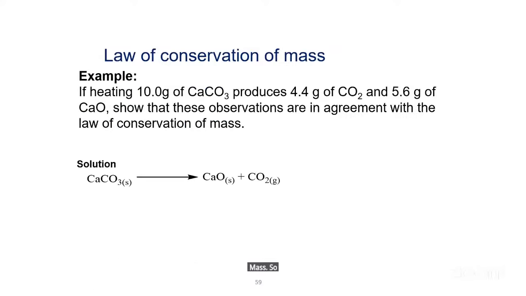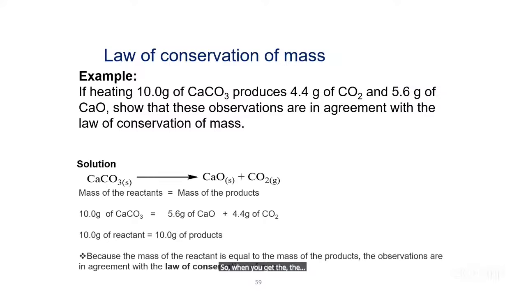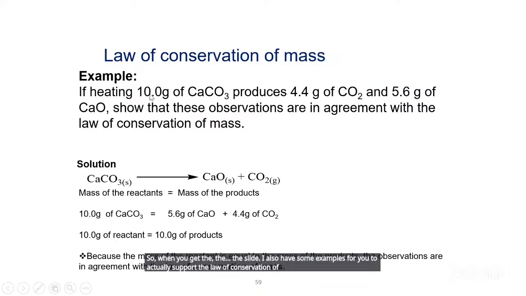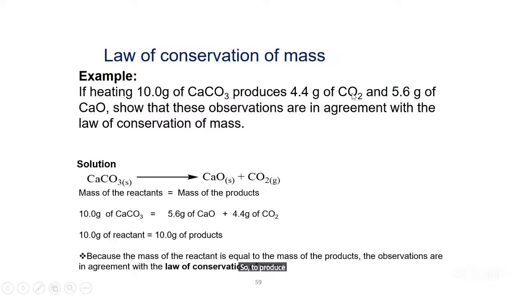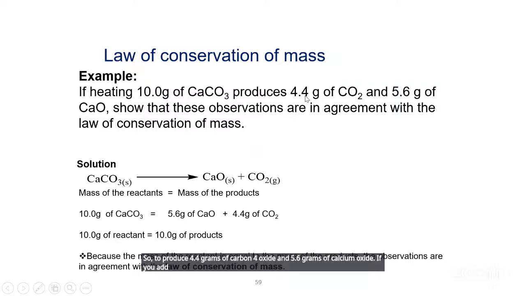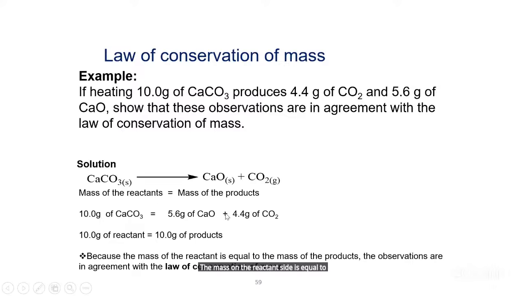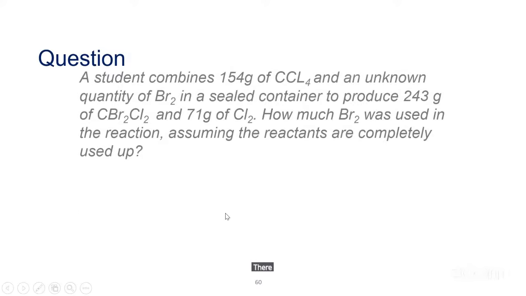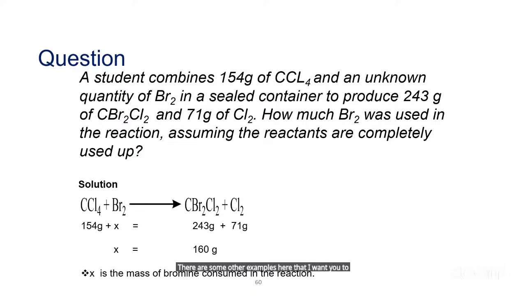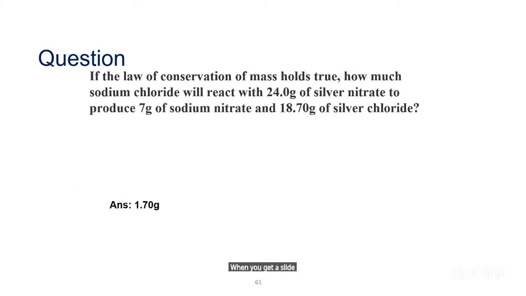So when you get the slide, I also have some examples for you to support the law of conservation of mass. Here, you heated 10 grams of calcium carbonate to produce 4.4 grams of carbon dioxide and 5.6 grams of calcium oxide. If you add 4.4 plus 5.6, it gives you 10.0. So the mass on the reactant side is equal to the mass on the product side. There are some other examples here that I want you to look at when you get the slide. I'm going to give you the slide.